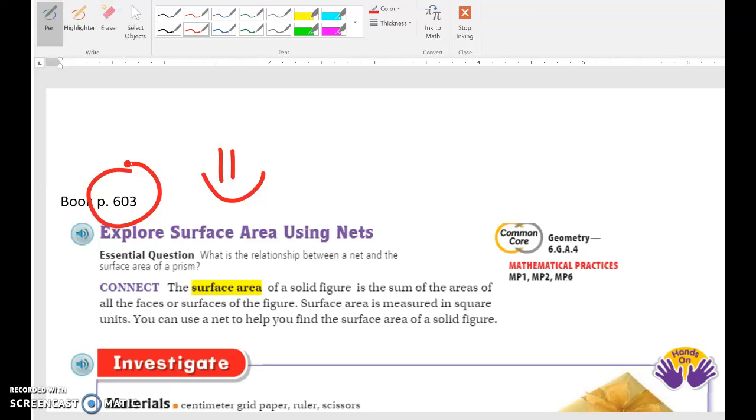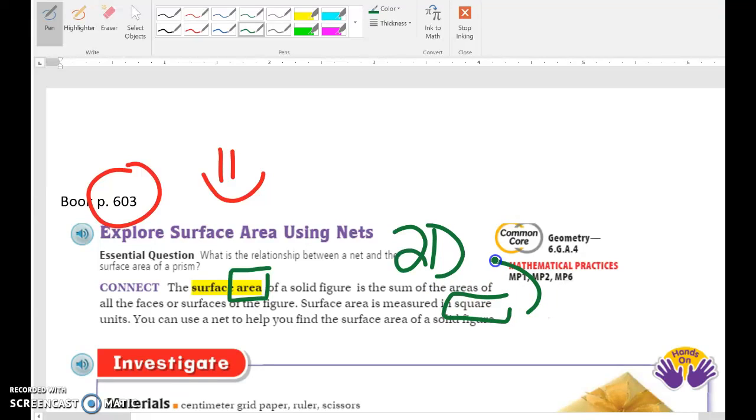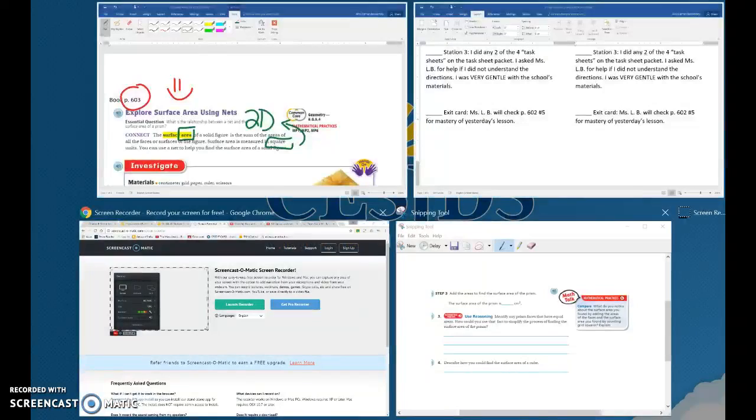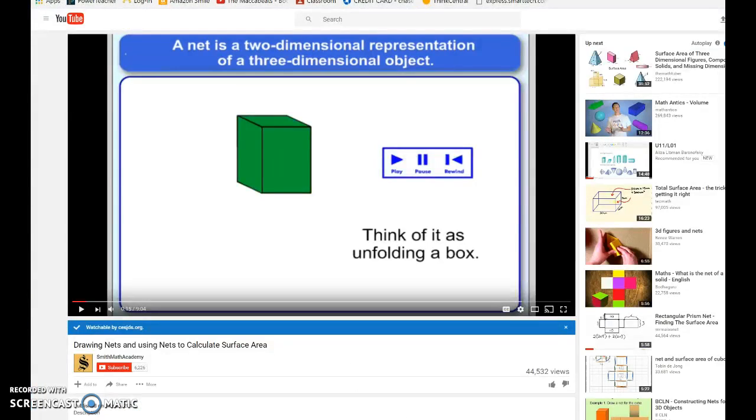So what is surface area? Surface area has the same word area in it from our last unit, so it's still 2D. That's a really big idea there. We measure it in square units because it's 2D, okay? So if we unwrap something, that is going to give us surface area. So let's just take a quick look at the first video of somebody unwrapping something, okay? So take a quick look at this.